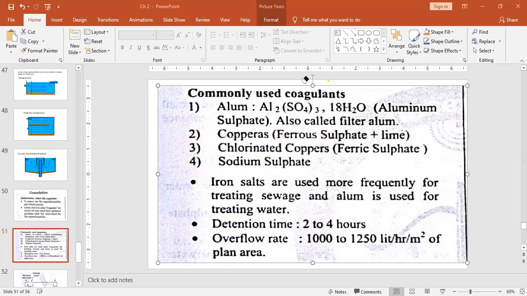So the detention period is the concept for each individual unit operation or unit process, as well as it may be considered for the entire plant too. Okay, so this may be the screening, this may be the aeration process, then this may be the sedimentation tank, then this may be the flocculation tank, and then filtration, and then discharge, likewise.